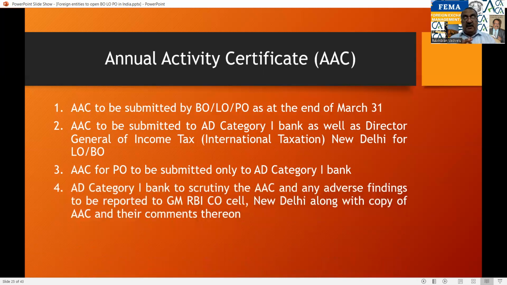So the authorized dealer category bank has to scrutinize the AAC, and in case they find anything adverse in the report, they have to inform the General Manager, Reserve Bank of India, Company Cell, New Delhi, along with a copy of the AAC and their comments. Because the foreign entity has to submit the AAC to the authorized dealer, he has to scrutinize it, and if there is anything adverse, report it to RBI.